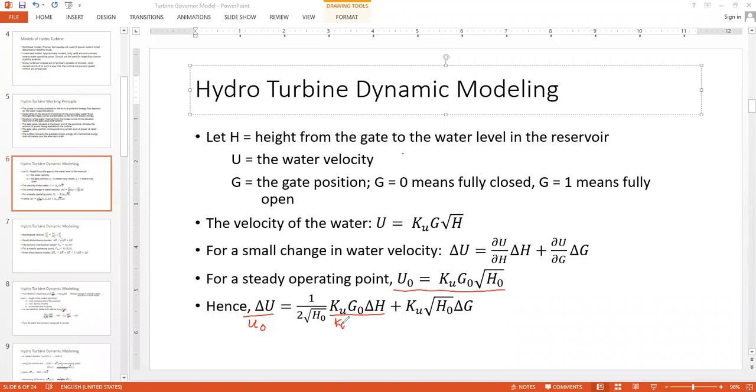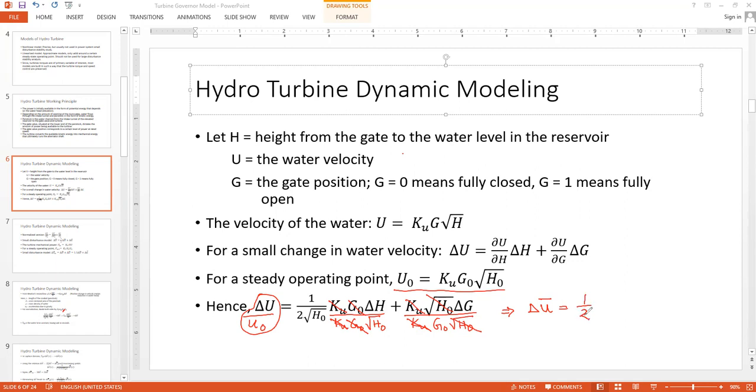So k u g naught is square root of h naught. Also here, k u g naught square root of h naught. Cancel k u on both numerator and denominator wherever possible. You cancel out g naughts, you cancel out h naughts. So what's left? On the left hand side, we will call it del u bar, the whole thing.